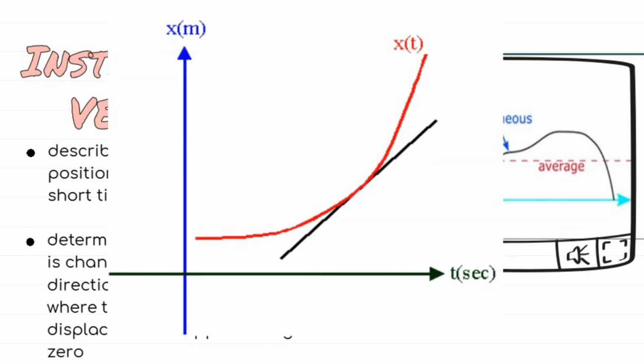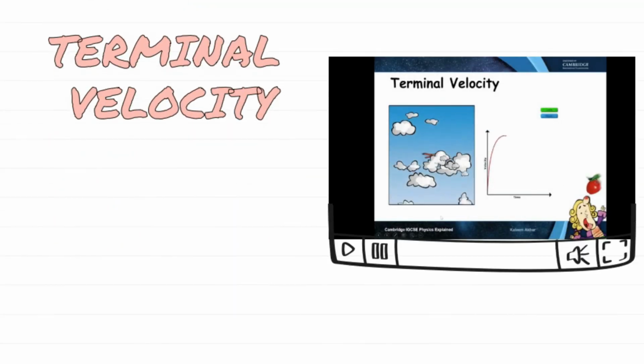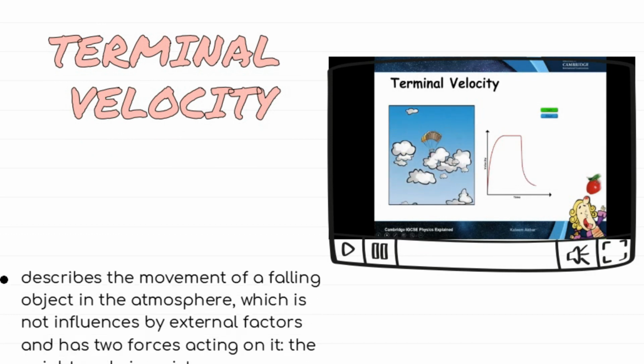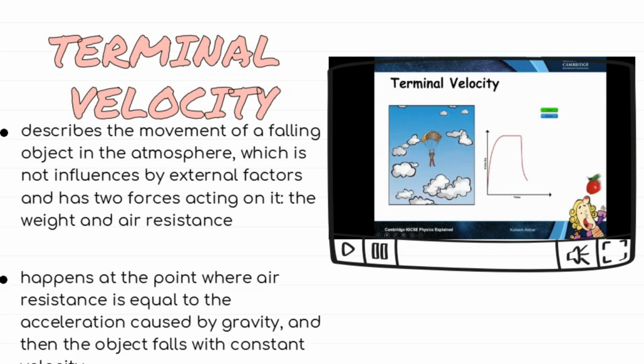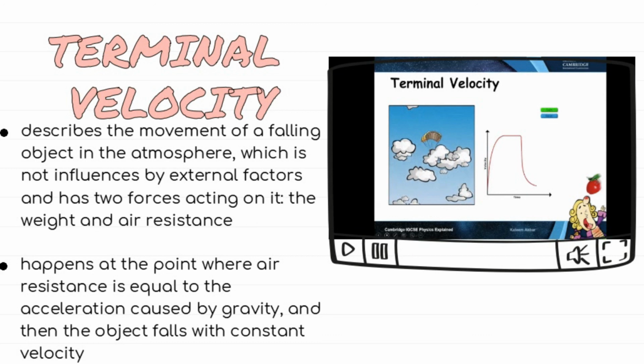And lastly is the terminal velocity. A terminal velocity describes the movement of a falling object in the atmosphere, which is not influenced by external factors and has two forces acting on it, the weight and air resistance. It is the point at which air resistance is equal to the acceleration caused by gravity. Then the falling object falls at a constant velocity.